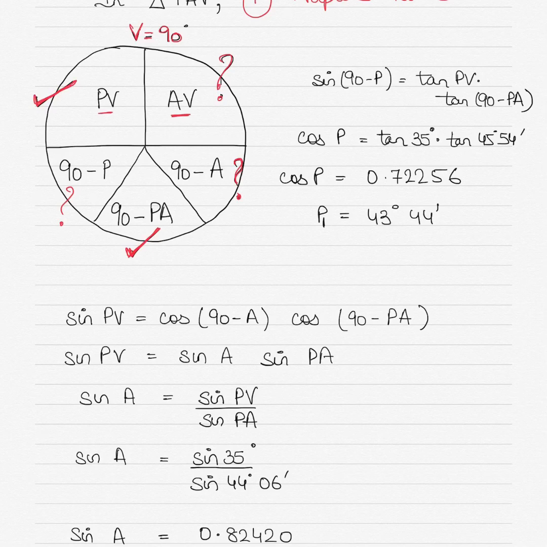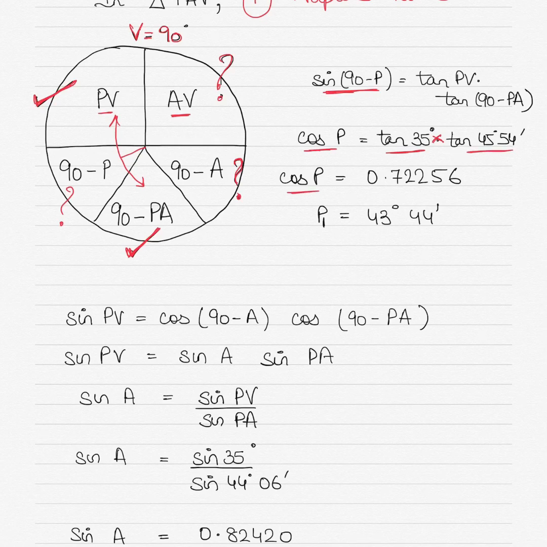So let's start with P. So we have sine 90. We'll be using the ones that we know to find out the one that we don't know. So the first thing that we will be using is finding P. So we'll be using PV and PA. To get all of these three values in the same equation, sine 90 minus P becomes the middle part, and tan PV times tan 90 minus PA becomes the adjacents. Alright, so sine 90 minus P is also equal to cos P, which is equal to tan of 35 multiplied by tan of 90 minus PA, which is tan 45 degrees 54 minutes.